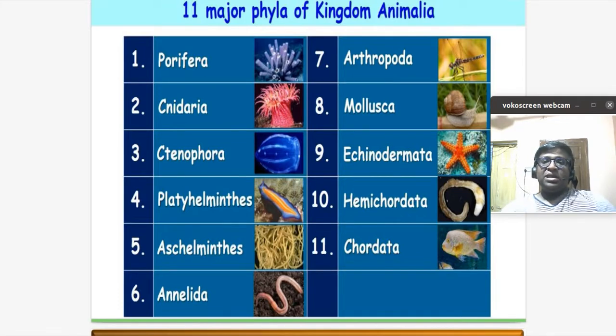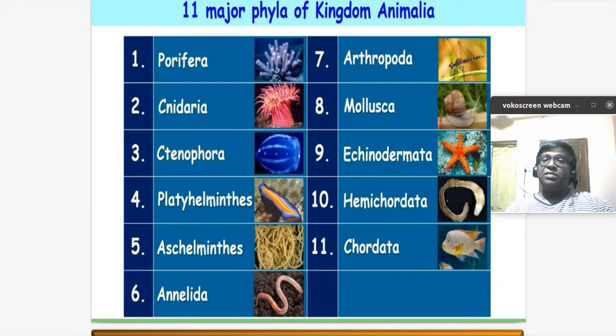The first phylum is Porifera, second one is Cnidaria, also called Coelenterata. Then third phylum is Ctenophora. Fourth phylum that we'll be studying is Platyhelminthes. Fifth phylum is Aschelminthes. Platyhelminthes is also called flatworms. Aschelminthes are called roundworms. Annelida are called segmented worms.